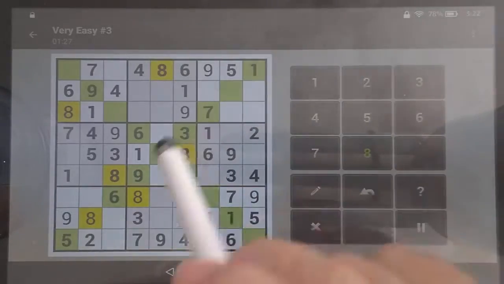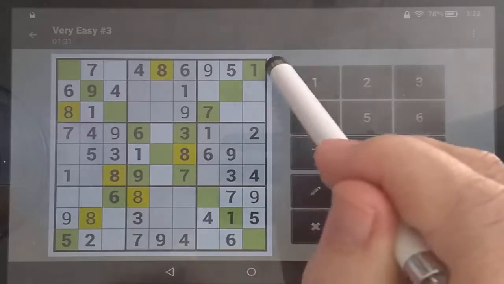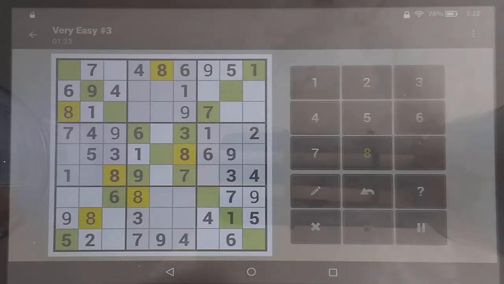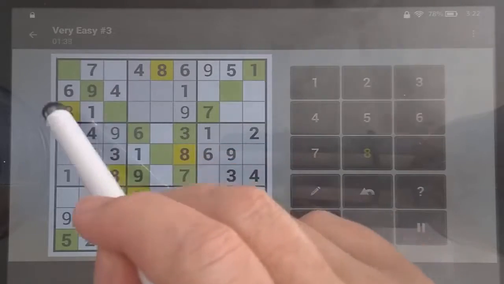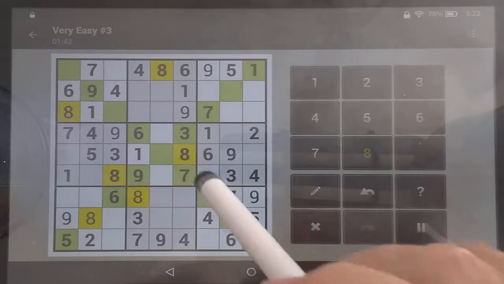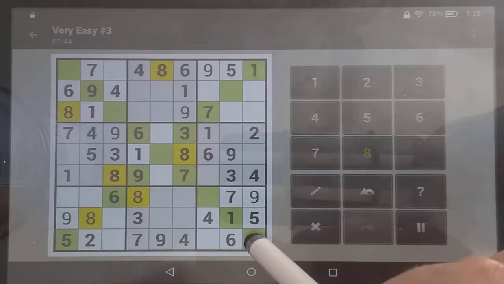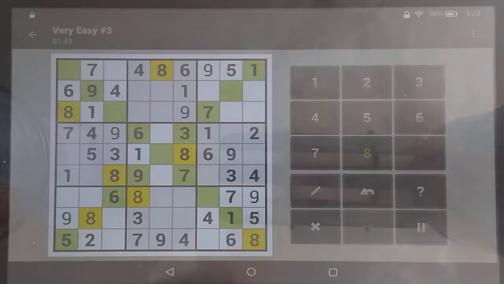Now no other 8 can be on this X. Still need one on this leg, but not on this leg. Speaking of 8s on that leg, it can't be here because this square already has an 8. Cannot be here because this square already has an 8. So it has to be in this square. Can't be here because of that 8. So this one has to be right there.